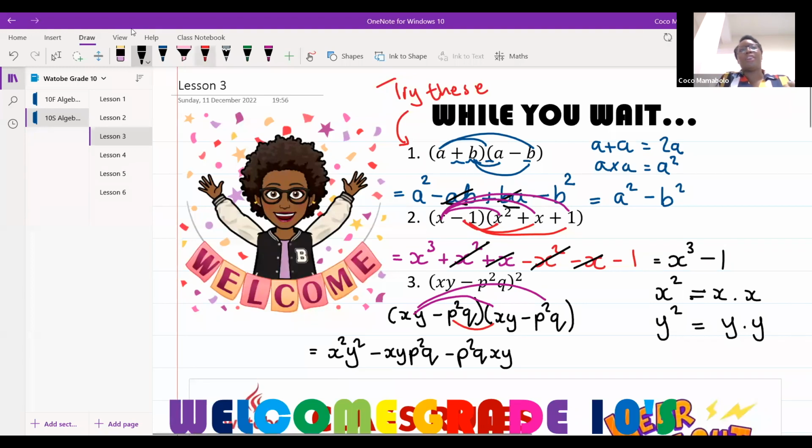Good. And then the last bottom, that one multiplied by that one. It's going to be negative p to the power 4. Oh, it's not going to be negative. Yes, positive. Negative and a negative is positive. Good. p to the power 4 and then q to the power 2.